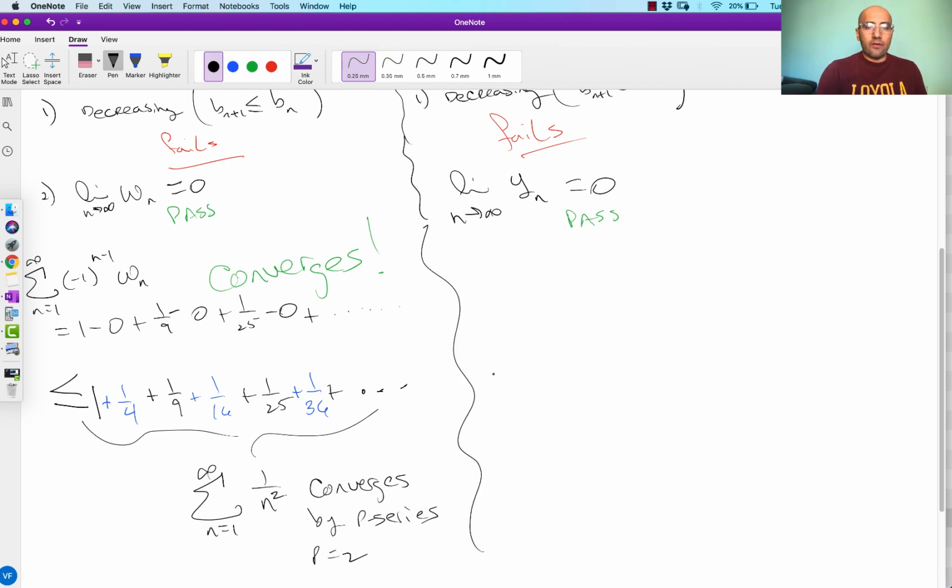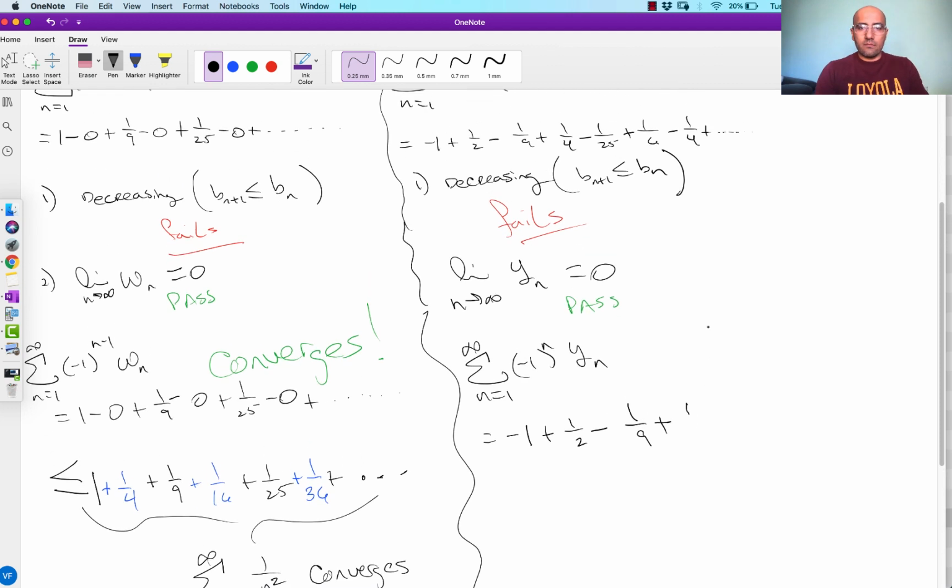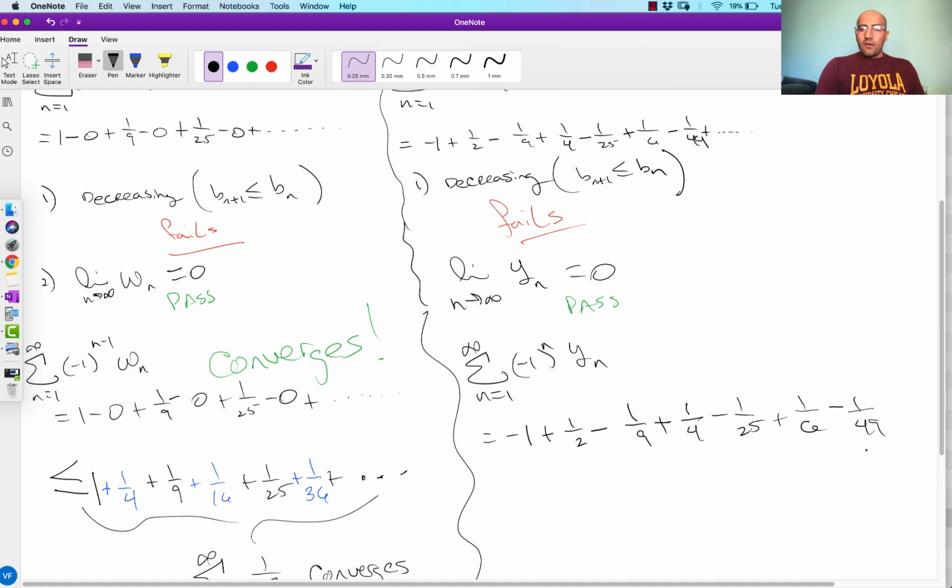Okay, what about this other one? All right, so now we have this sum as n goes from 1 to infinity of negative 1 to the power of n times y sub n, which is going to be equal to negative 1 plus 1/2 minus 1/9 plus 1/4 minus 1/25 plus 1/6 minus 1/49. So on and so forth.